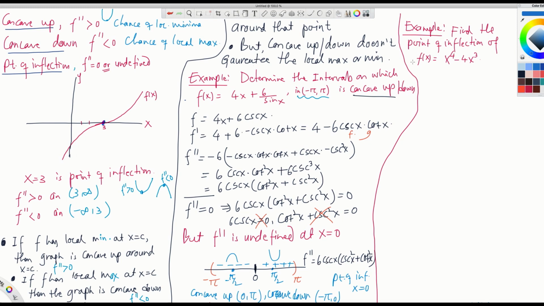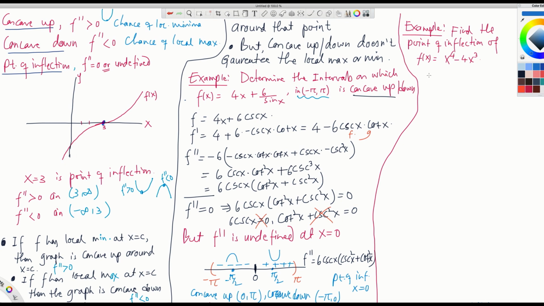Let us see another example. In this example, we are trying to find the point of inflection. Again, exactly the same idea. Find the first derivative, second derivative, then set the second derivative to 0 or undefined, find the x values, and then draw a line and check the sign of the second derivative. If there is a sign change at that point, then it is basically the point of inflection, right? So if that point is the boundary.